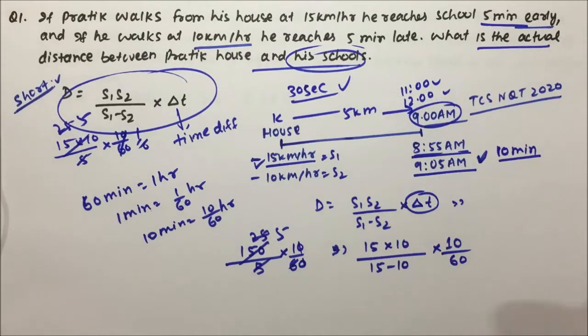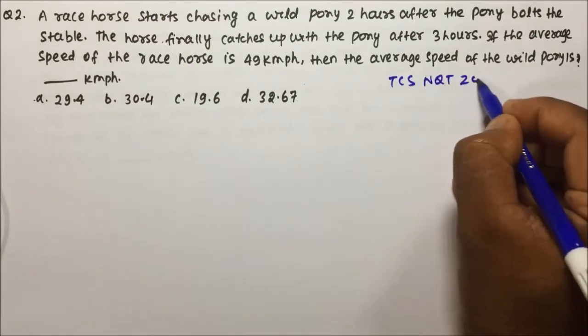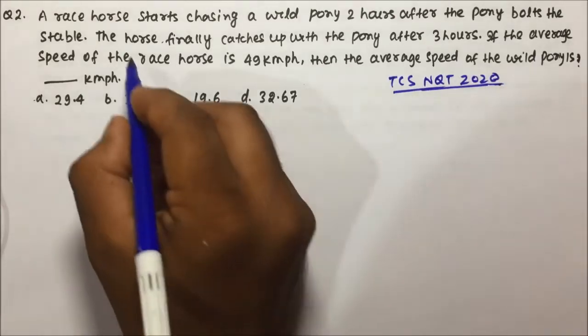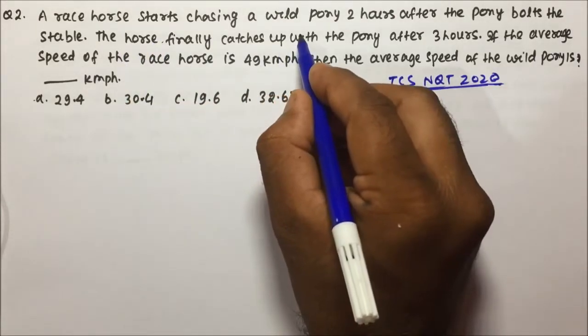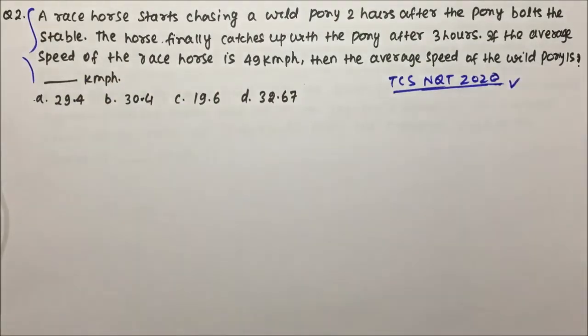Moving towards the question number 2. So problem number 2 is a TCS NQT 2020 question. So a race horse starts chasing. See friends, in TCS NQT 2020, what I observed is that the length of the question is more, but the question is very simple.